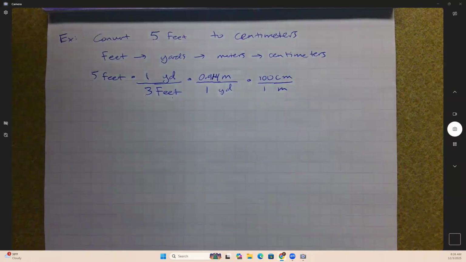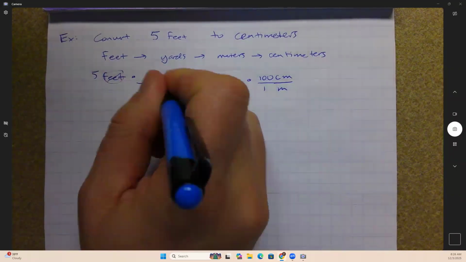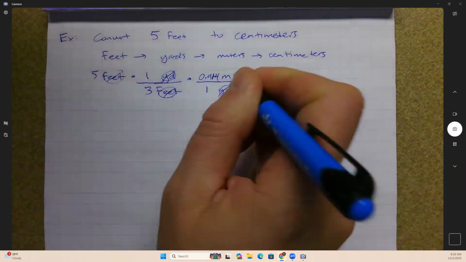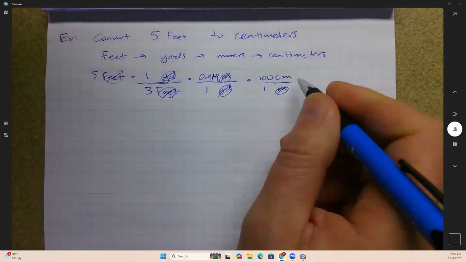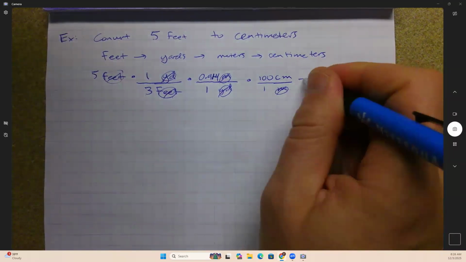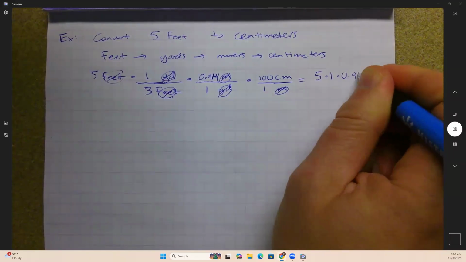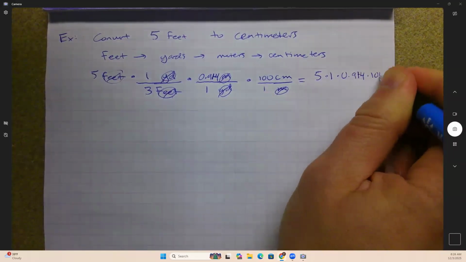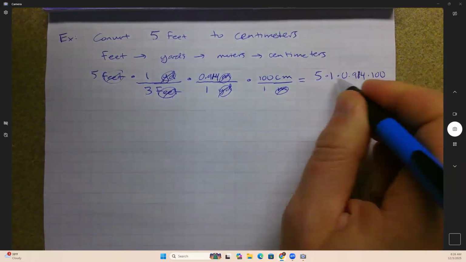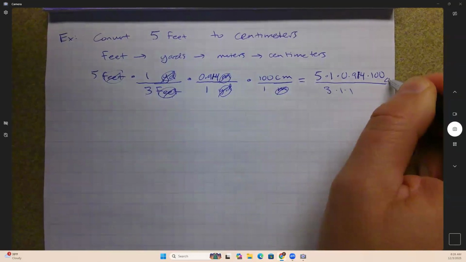All right, so this is a 3-step process, but the idea still works. These feet cancel, these yards cancel, these meters cancel, and they leave me with the centimeters, which is what I wanted. So now I'm going to have 5 times 1 times 0.914 times 100 all over 3 times 1 times 1 centimeters.